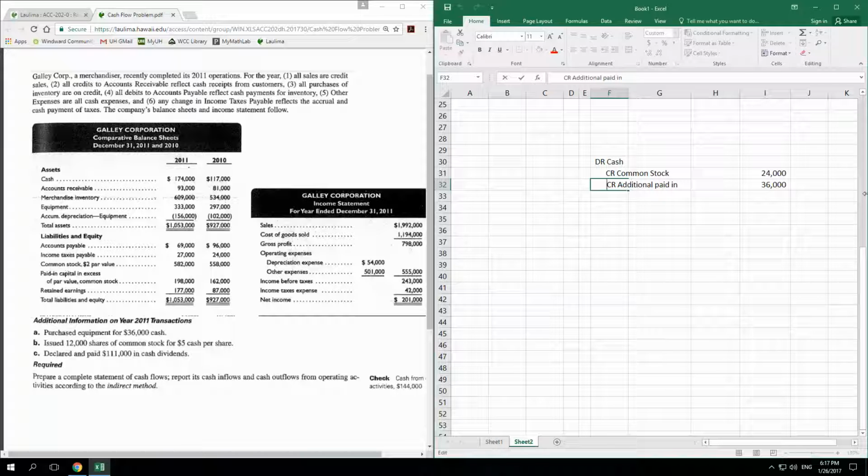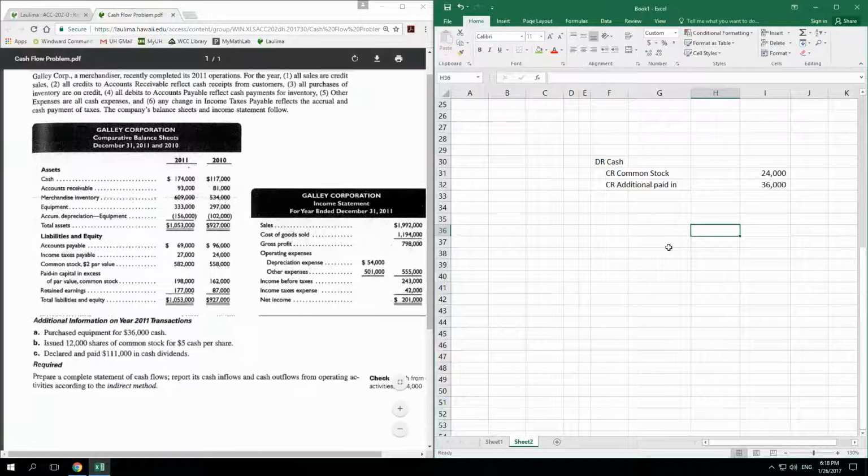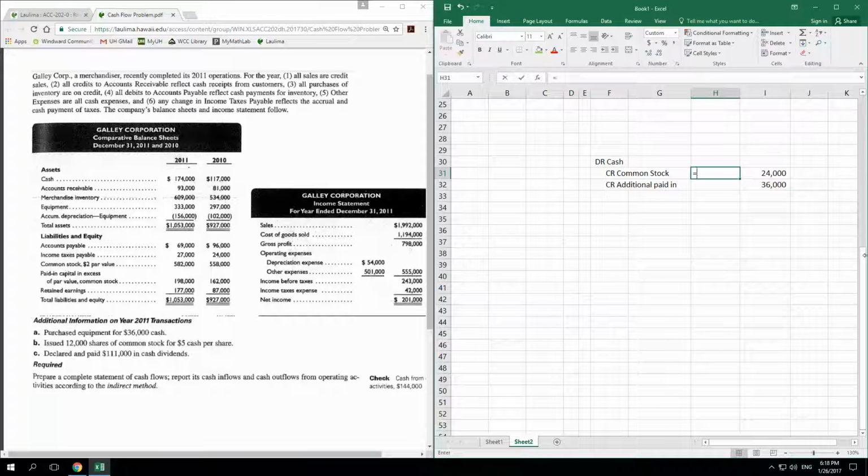If the stock's par value is... I can't line this up, I'm kind of particular about that. Anyway, it doesn't really matter. In this case, they have $2 par value stock, right? So how many shares did they issue? They said they issued 12,000 shares. So $2 par times 12,000 shares gives you the 24. Was it $2?